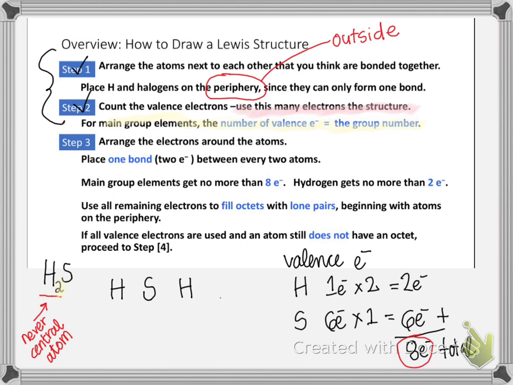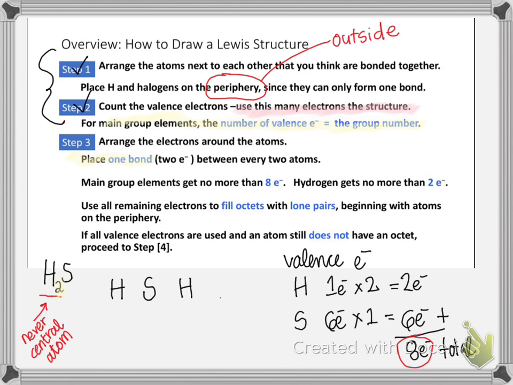Check. Now we'll go to step 3, and there's different things here. Let's just read through it, and then we'll go through it again. So it says, step 3 is all about arranging the electrons. So now we know we have 8 and arrange. And so this is what I do first. Place 1 bond, 2 electrons between every 2 atoms.